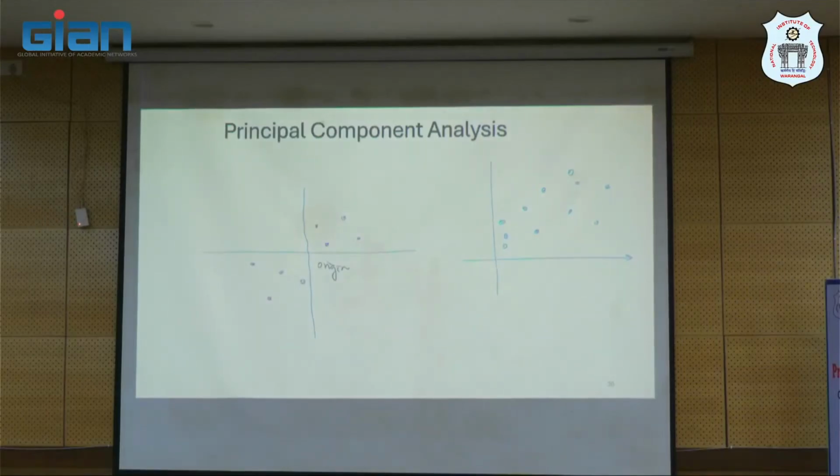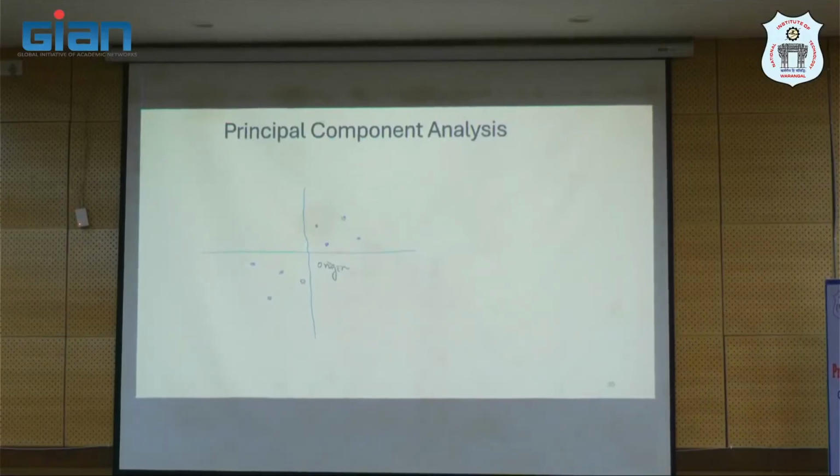Okay? So the first step in principal component analysis is centering of your data set. That means making sure that you calculate the mean of the data set and subtract the mean value from every data point of your data set. Okay? So that is the first thing. So let's consider a centered data set like this. Okay?